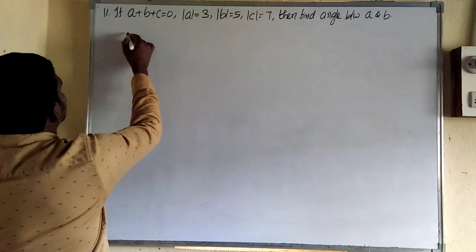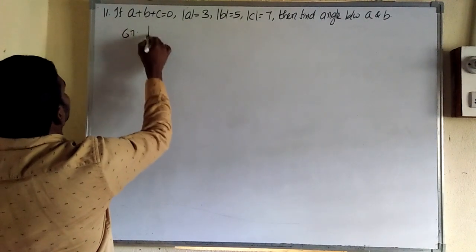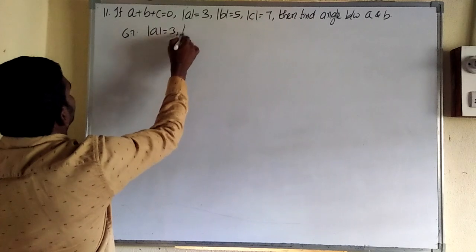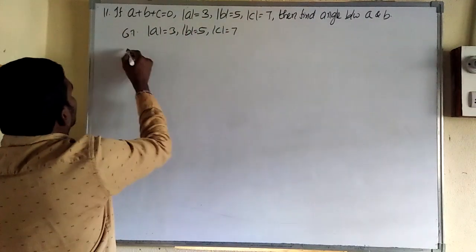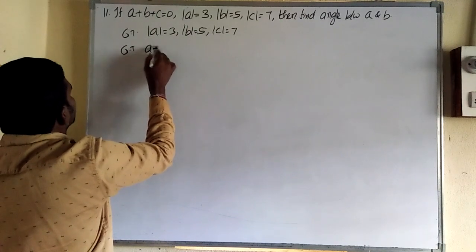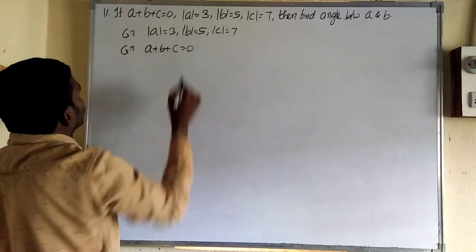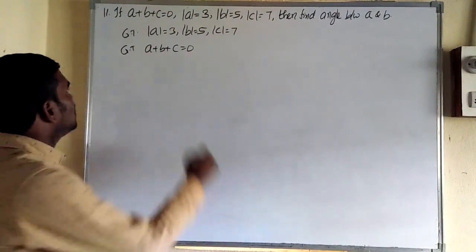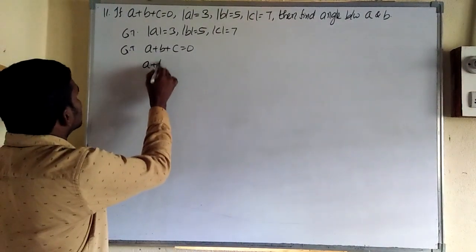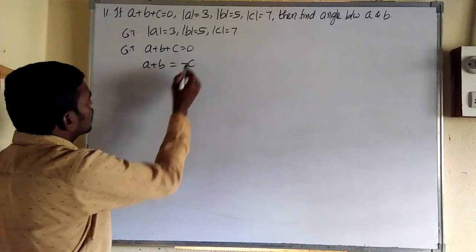What are the givens? First I am writing mod A, the length of A, is 3, mod B is 5, mod C is 7. And one more given: A plus B plus C equal to 0. Here it is asking the angle between A and B. So keep A and B aside and send the plus to the right side.